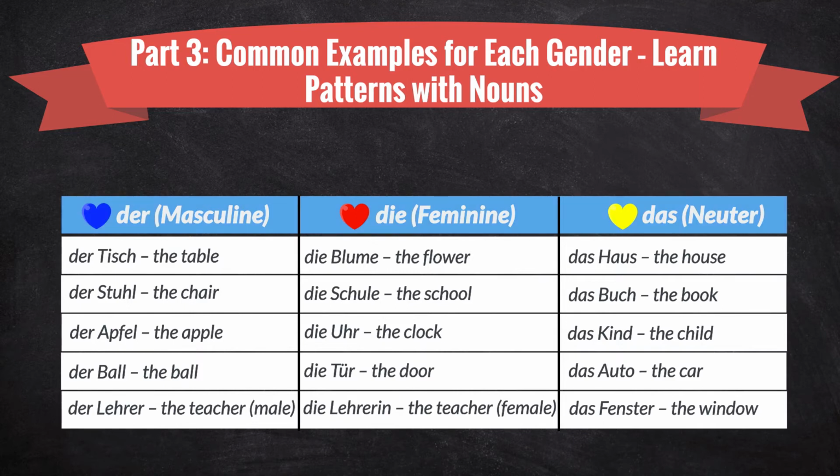Can you see the pattern? Words that end with "in" like Lehrerin are often feminine. Words for objects or materials like Buch or Fenster are often neuter with das. And many tools or things that are active like Ball or Lehrer have article der. But be careful, German gender is not always logical, so the best way to learn is to always say the article with the noun. Instead of just Tisch, always learn to speak like der Tisch.